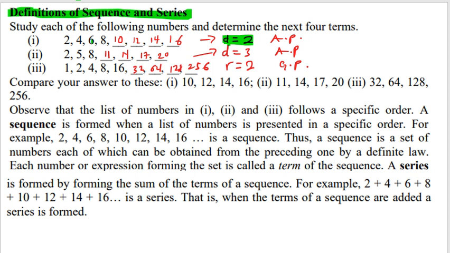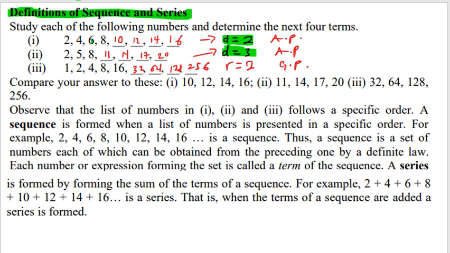Now let's come to the second one. We have 2, 5, 8. You can see that if I add 3 to 8, I'll get 11. Add 3 to 11, 14. So we keep adding 3 because we added 3 to 2 to get 5. Added 3 to 5 to get 8. So this also has a common difference of 3.